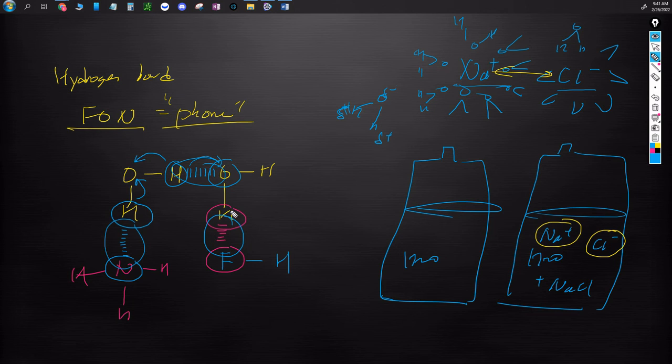So what we have to compare here is the strength of this hydrogen bond against the bond between the sodium and the water. Let me actually do it with a different color.